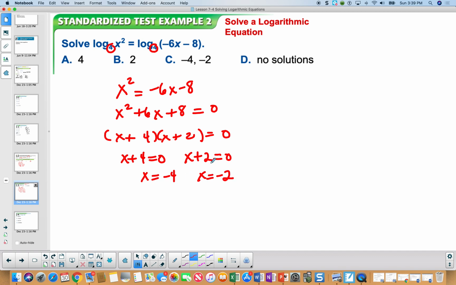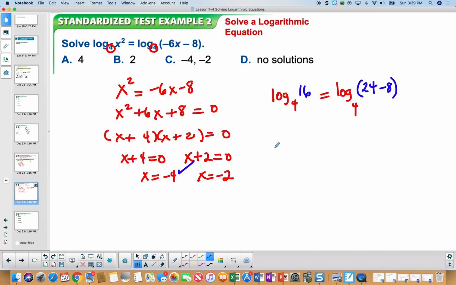Let's see if we can use these values. Now I'm going to write log base 4, and substitute -4 in there, and then I'll get a positive 16. That's okay. Equals log base 4, and now when I multiply 4 times -6, that's positive 24, and then minus 8. I can see that's a true statement, so that's okay.